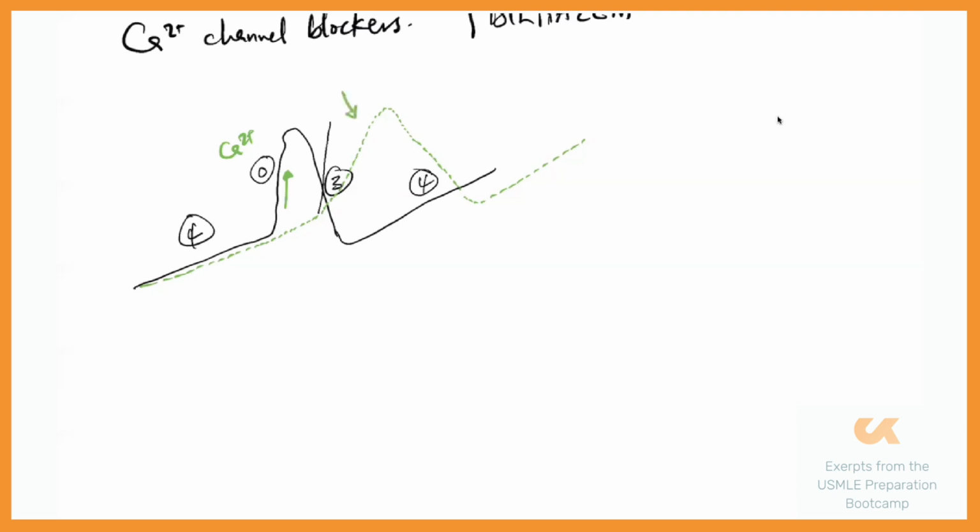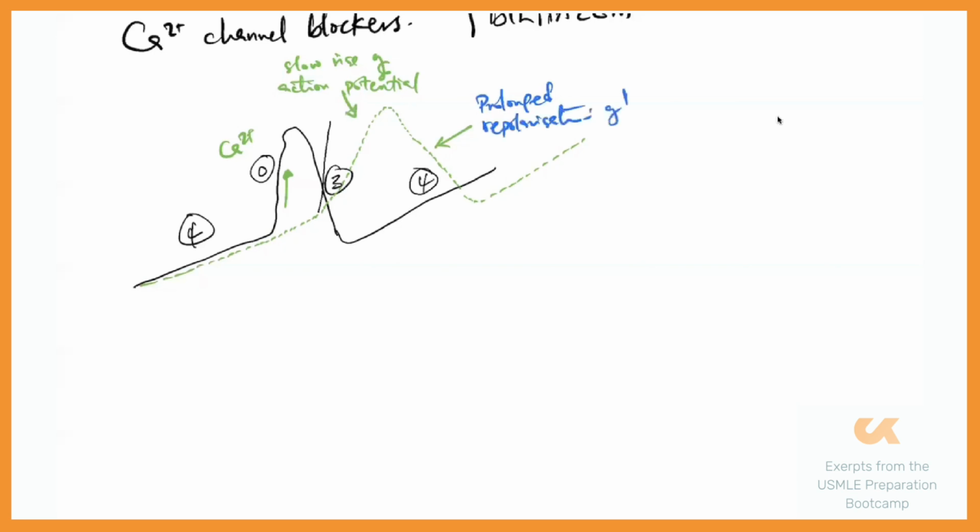So right here, what you need to take note of is that there's a slow rise of action potential. And what you notice here is this dip. And we said our dip is always due to potassium. And this will be prolonged repolarization of the AV node.